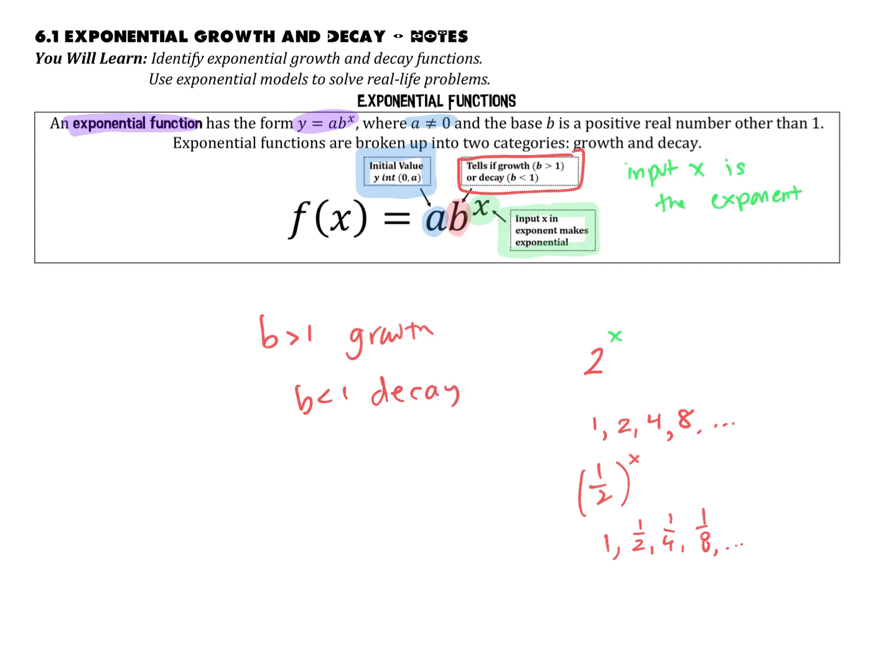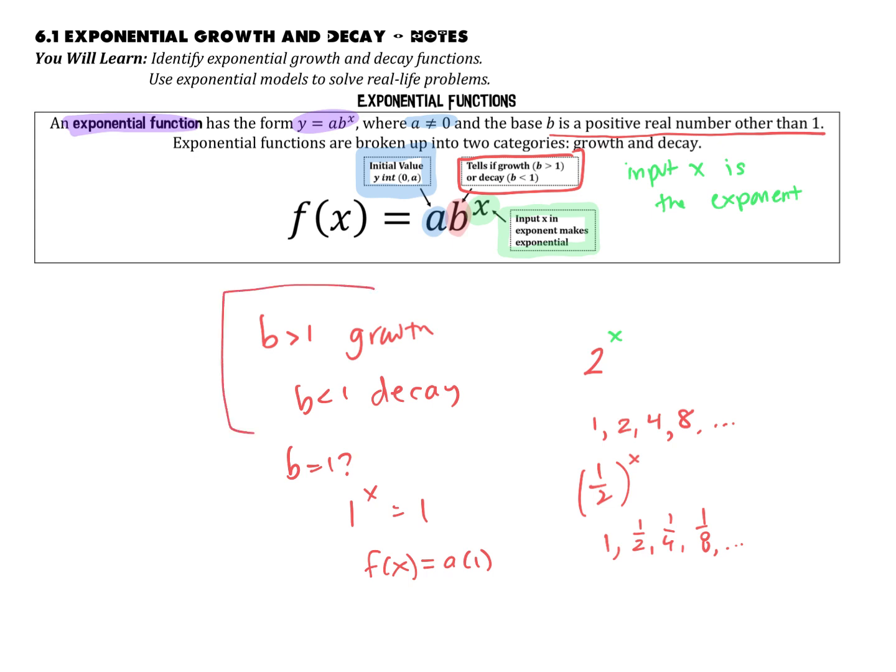Now you might be wondering, we have something that talks about what happens if b is greater than 1, and something that talks about what happens if b is less than 1. What happens if b is equal to 1? Well, up here it does say other than 1, but let's see why that condition needs to be there. If b is equal to 1, 1 to the power of x is always going to be 1, which means our function would really just be a times 1, and that's not exponential anymore because we don't have a variable.